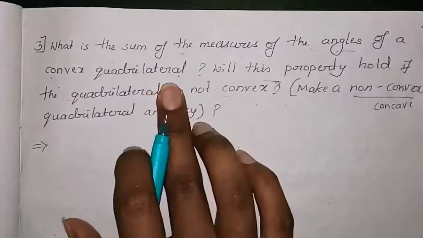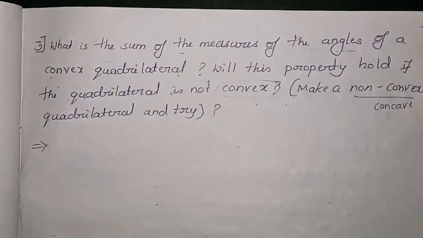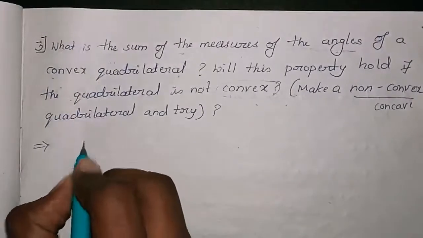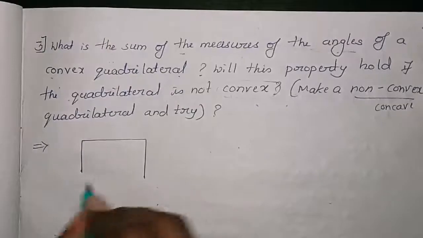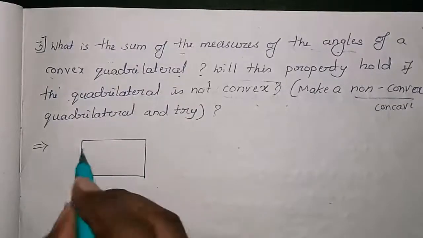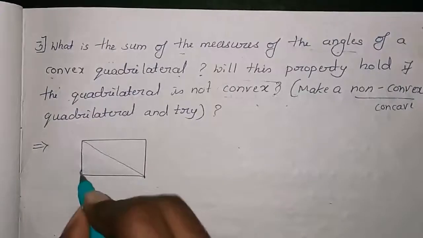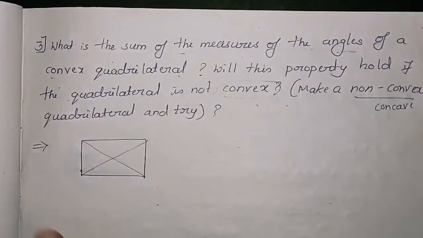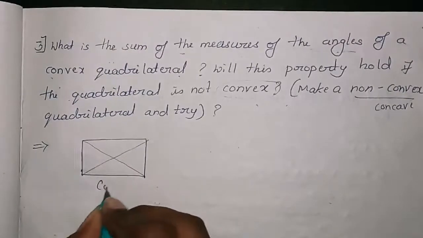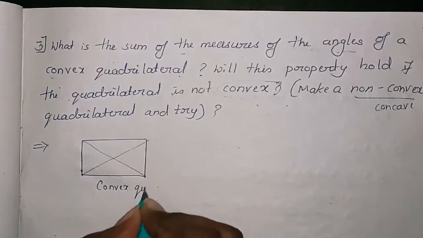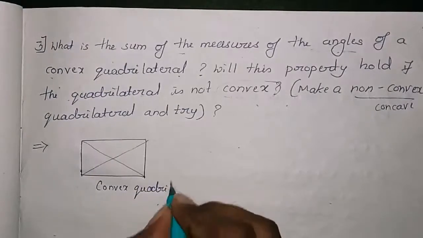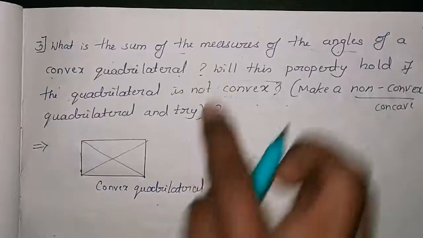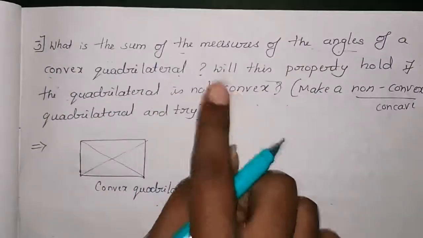We will solve that one. They have asked for the sum of the measures of the angles of the convex quadrilateral. So consider one example of a convex quadrilateral. We'll draw one diagram for a convex quadrilateral. Is it a convex quadrilateral? Yes, because we can draw the diagonals here, and these diagonals are inside the quadrilateral figure. So we can say this is a convex quadrilateral.